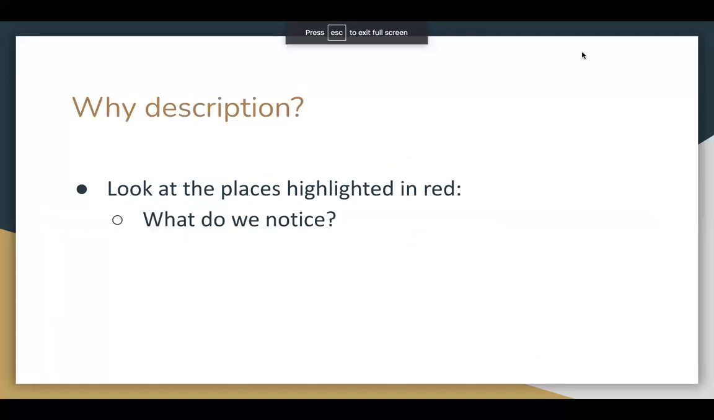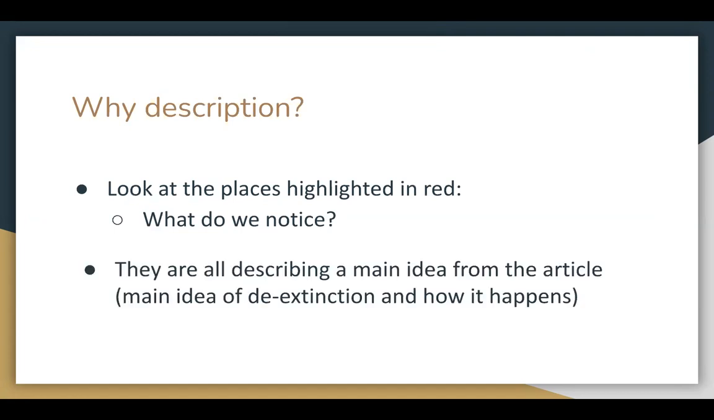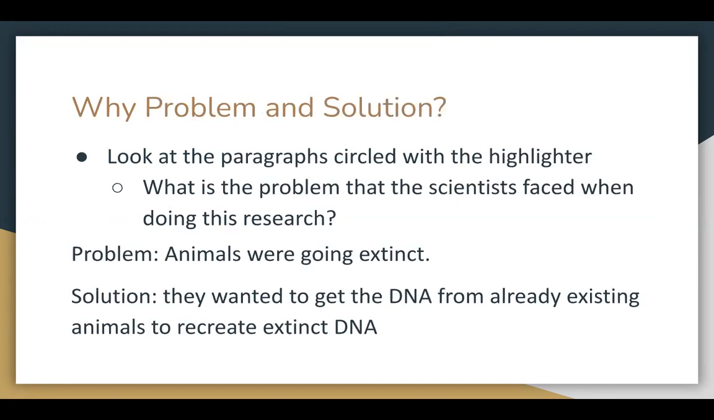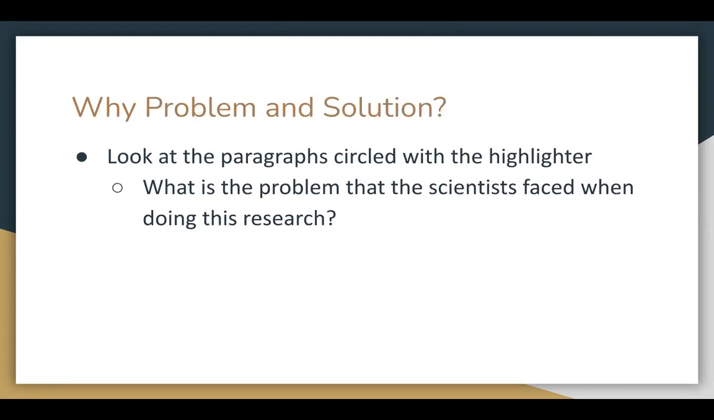So, when we looked at those highlighted areas, what did we notice? What was the information presented to us? If you said they're all describing the main idea on some ways to de-extinct animals, great job. So why is it problem and solution? Well, we're going to look at a few more paragraphs, and I really want you to think about what the problem the scientists faced was when they were doing this research and what their solutions could be.